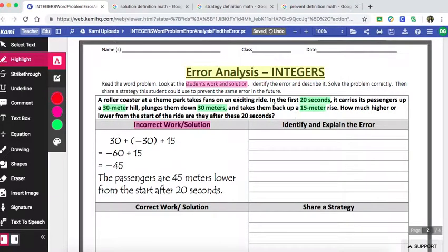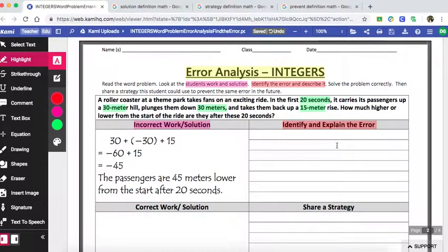Since we read from left to right, I see large bold letters that say identify and explain the error. I remember in the instructions after mentioning the student's work, it said I would have to identify the error and describe it. I can assume that the error will be found where the incorrect work is, and for me to explain the error, I will need to describe it by writing on these lines here. So there's a connection between this section of our worksheet and this section of our instructions.